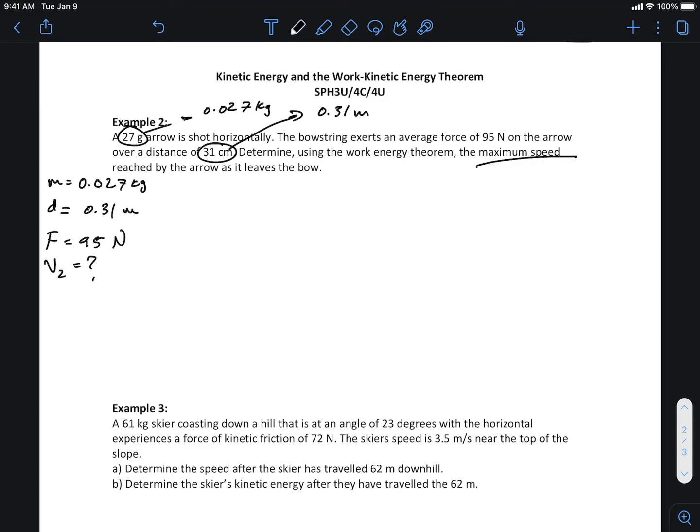And we know when we pull the bow back, it starts at an initial velocity of 0, right? You're going to hold it there for a sec, it's going to start at 0, and then you're going to let it go. So we also know that V1 equals 0. Okay, does anybody have any problems with what's going on?